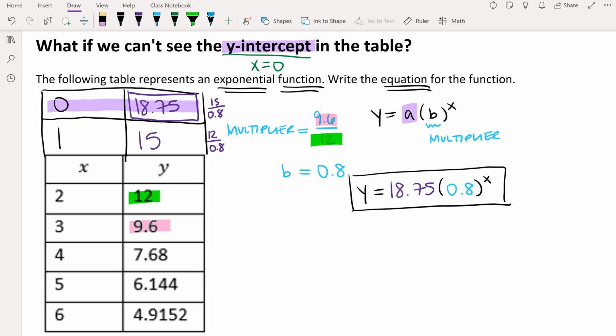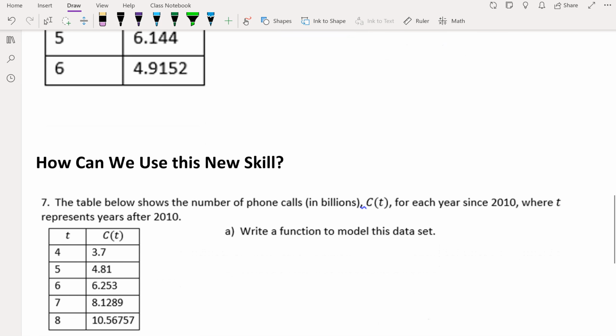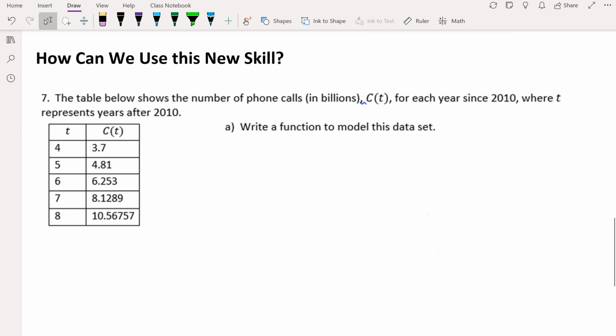All right, if you want to see one more example, you can keep watching. Otherwise, that is all we learned, so you're probably ready to go. Let's talk about why this is useful and also do one more example.